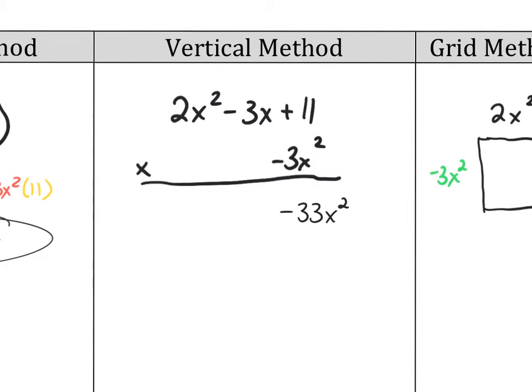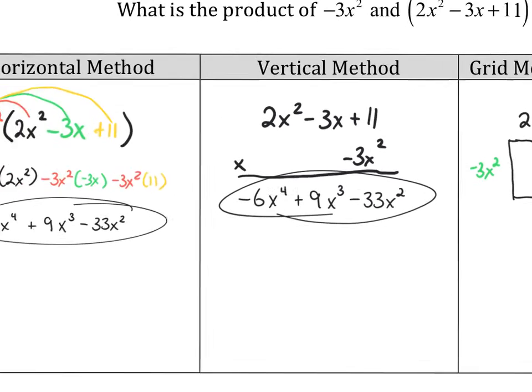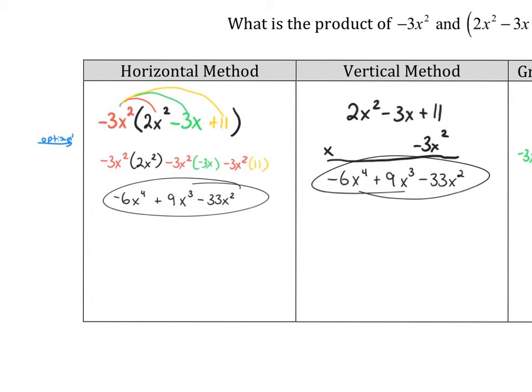Next, we multiply these two. So a negative times a negative is a positive. 3 times 3 is 9, and x times x squared is x to the 3rd. So it's plus 9x cubed. And lastly, the negative 3x squared is going to multiply the positive 2x squared. So we get negative 6x. Add the exponents to get 4, and there we go. Notice my answers match as they should.